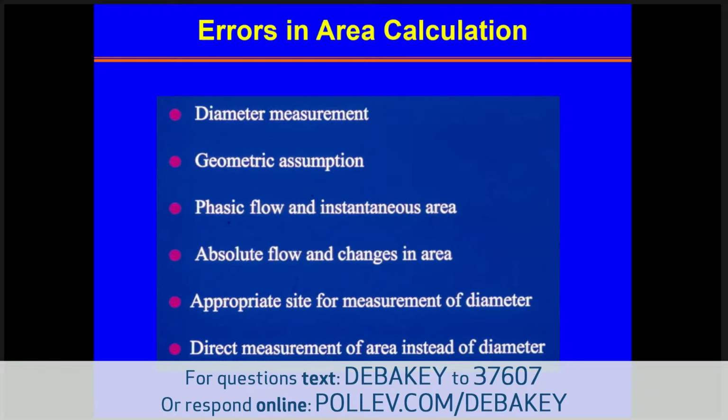What is the appropriate site for measurement of the diameter? Ideally, you want to measure the diameter at the same location that you measure the velocity, so that you can combine the two measurements. Measuring them at different locations can be a problem. And as we talked for some time now, if possible, direct measurement of area can be better than measurement of diameter. However, if this area is not well visualized and it is used for the calculation of flow, then that would introduce an error also.